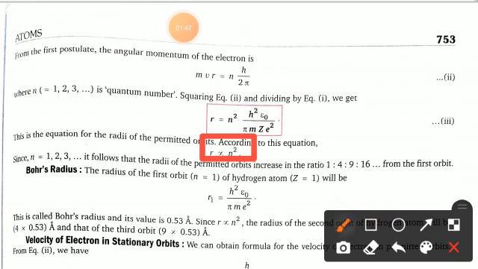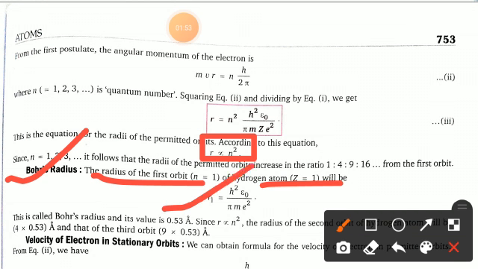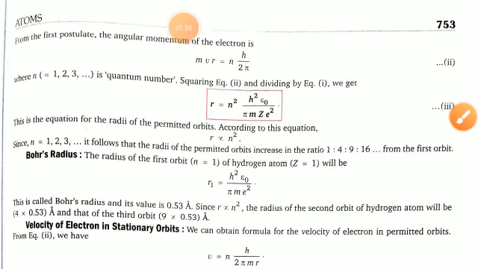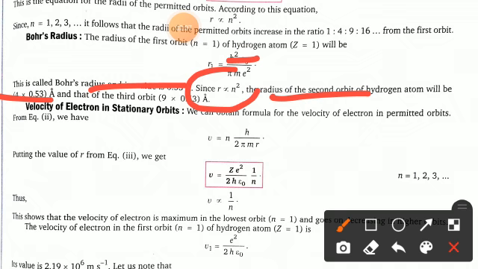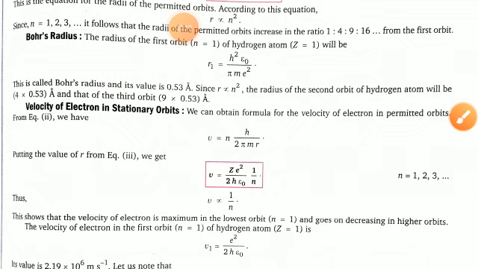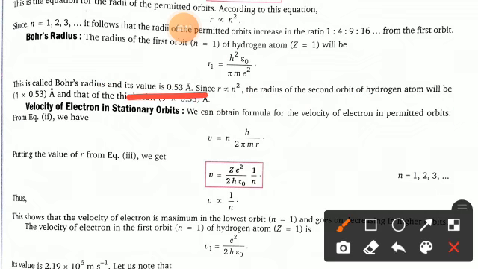Fine. Now what is the Bohr radius? The radius of the first orbit, if we consider n equal to 1 for the hydrogen atom, so r1 equals how much? h square epsilon naught upon pi m e square. This is called the Bohr radius, and its value is 0.53 angstrom. Now since r is proportional to n square, the radius of the second orbit of the hydrogen atom will be 4 multiplied by 0.53 angstrom, and that of the third orbit is 9 multiplied by 0.53 angstrom.